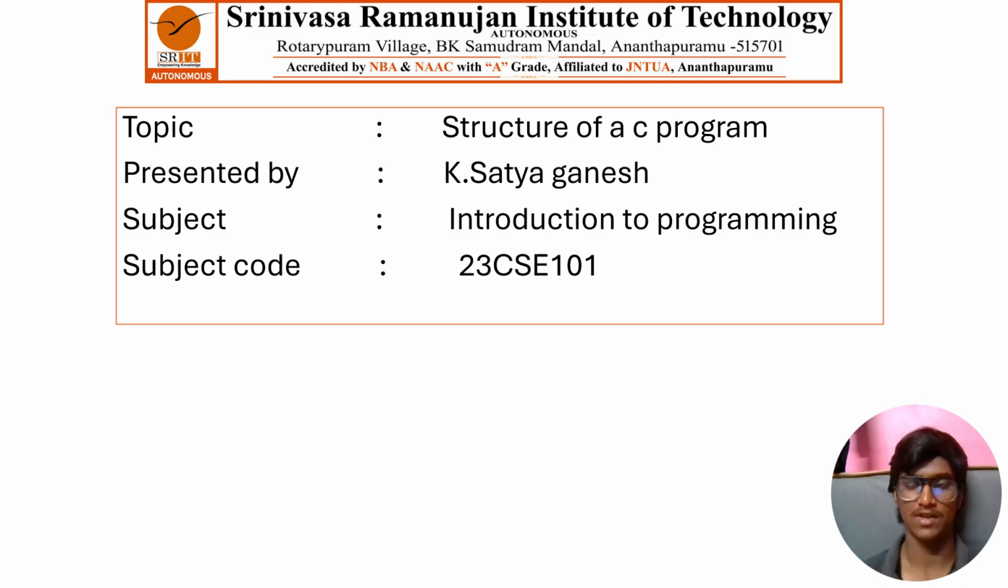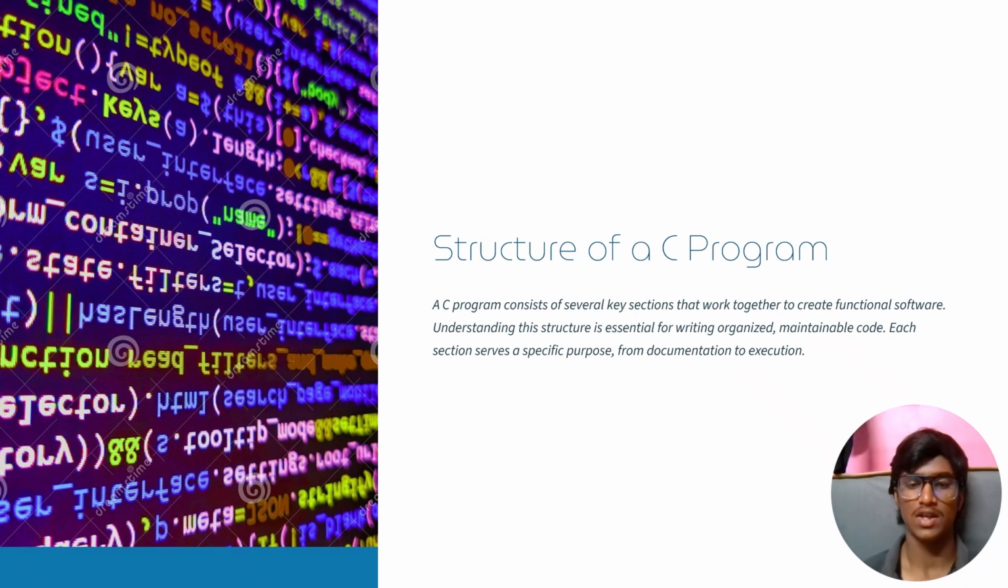Hi, myself K. Ganesh. I'm explaining the topic about structure of a C program. A C program consists of several key sections that work together to create functional software. Understanding this structure is essential for writing organized, maintainable code. Each section serves a specific purpose, from documentation to execution.